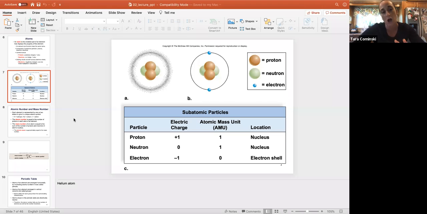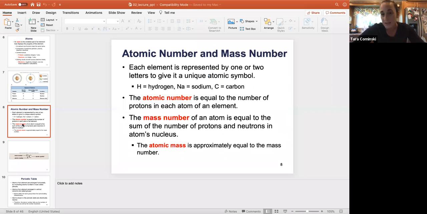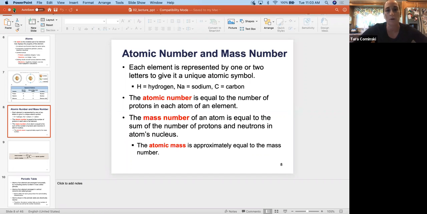But if you're talking about atomic number and atomic mass, atomic number is the number of protons, and the mass number, or the atomic mass, is the number of protons and neutrons. Does that make sense to everyone? Does anyone have a question about that?